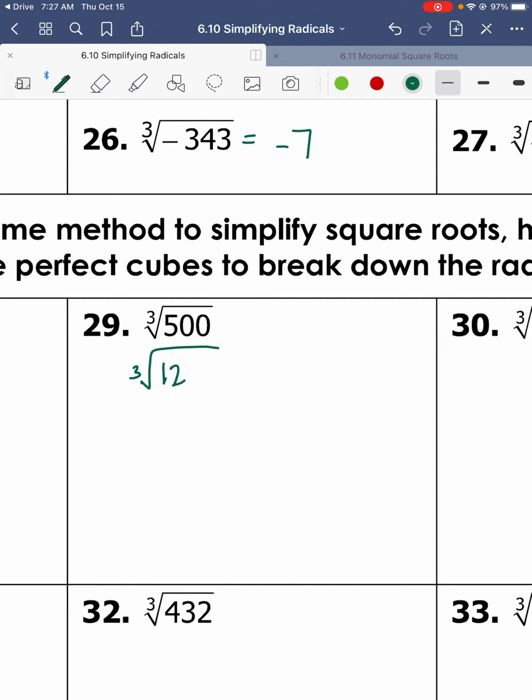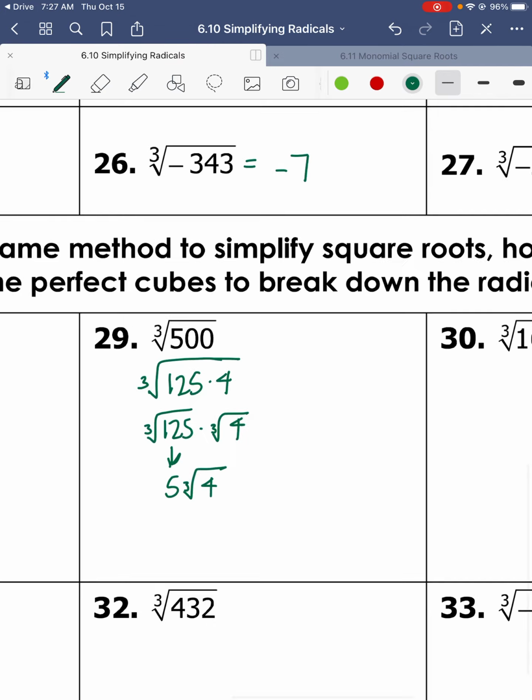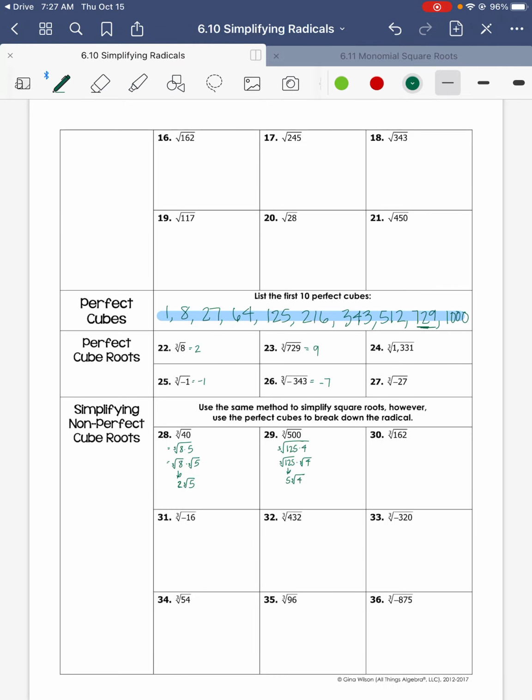So here we have factors that are 125. 125 times 4 is 500, and so we know that 125 is 5 cubed. So if we split this up into the cubed root of 125 times the cube root of 4, we can simplify this to 5 times the cubed root of 4, and there's that simplified. Okay, so same process, just you're looking at different numbers for factors.